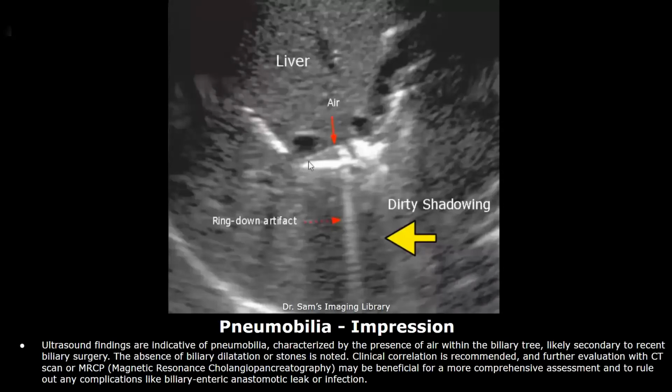Clinical correlation is recommended and further evaluation with CT scan or MRCP may be beneficial for a more comprehensive assessment and to rule out any complications like biliary enteric anastomotic leak or infection.